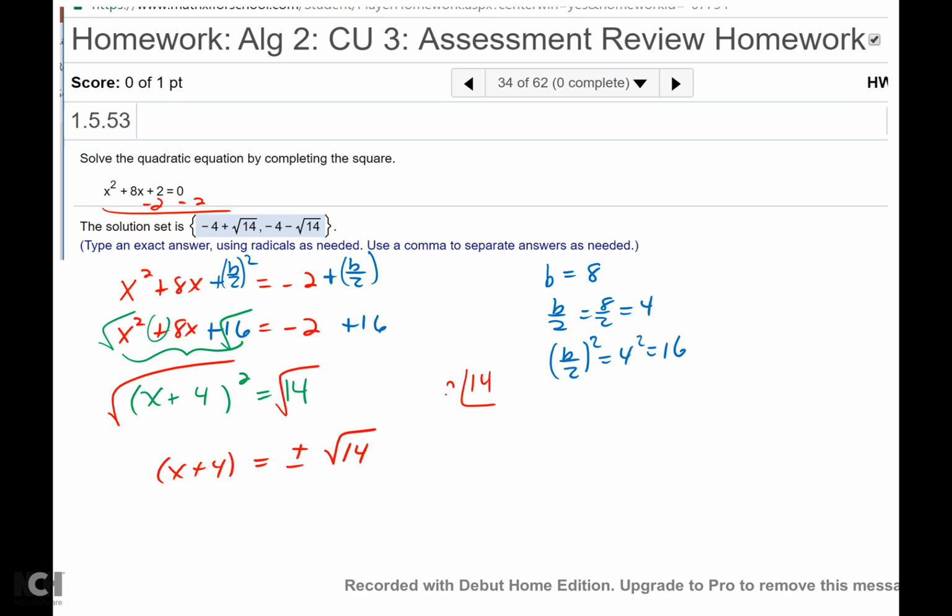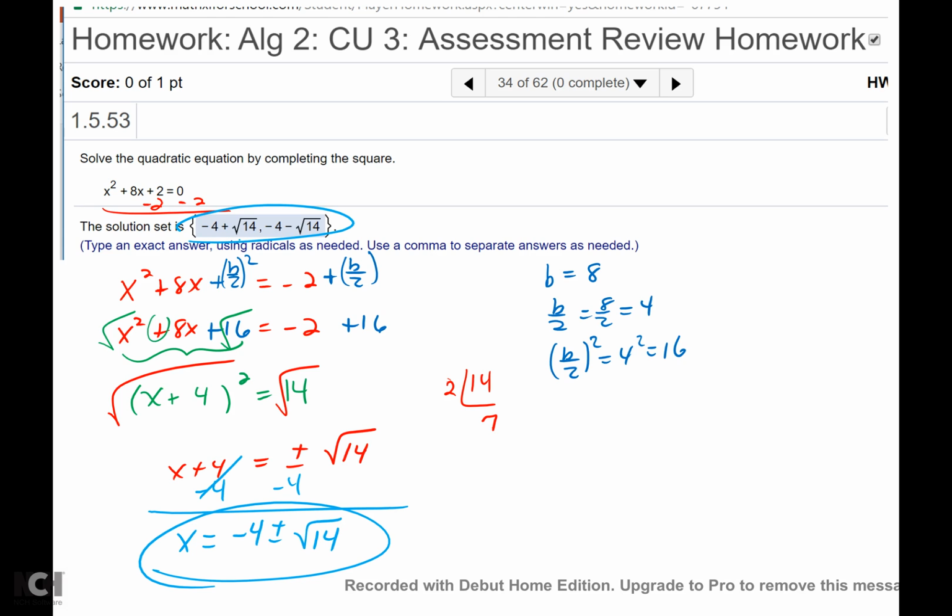I can try and break it down, but 14 is 2 times 7, there's not 2 of anything. So I'm done. I can't break it down. I don't need those parentheses anymore. All I have left to do is to get x alone, so I'm going to minus 4 from both sides. And you can't subtract a radical from a whole number without going decimal. So my two solutions are negative 4 plus or minus the square root of 14. Again, they make you write it out, both of them separately.